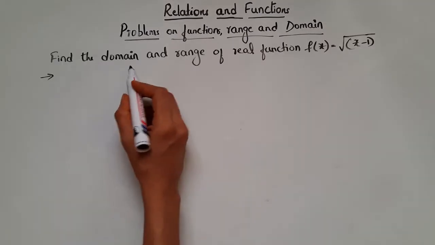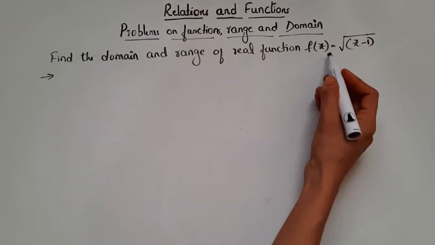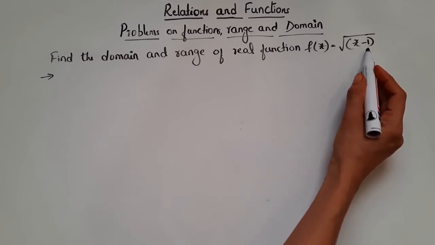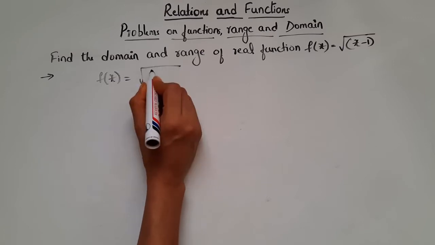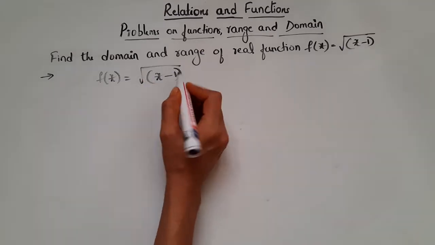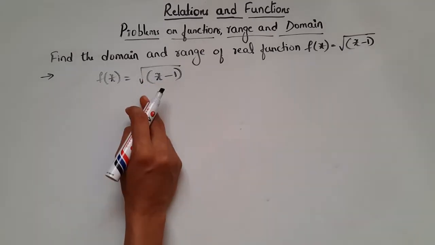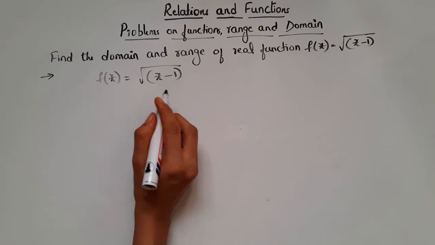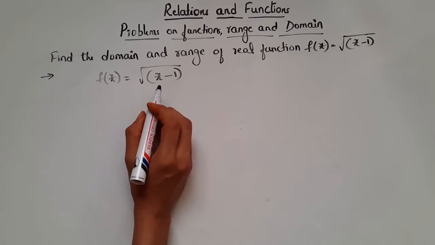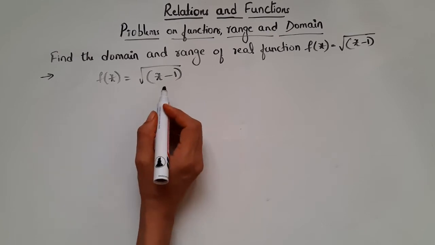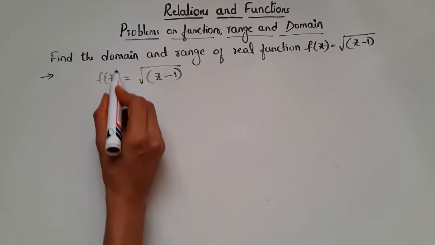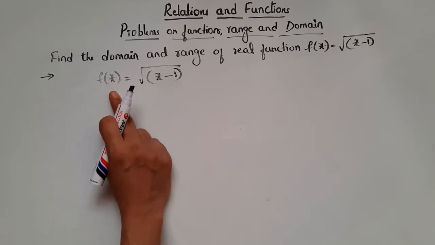It says find the domain and range of real function f of x is equal to square root of x minus 1. So we have a function f of x which is equal to square root of x minus 1. Here we have to find domain and range. We know what is domain. Domain is nothing but a set of values of x at which function is defined. Which means for what all values of x, this f of x will give you a valid answer.